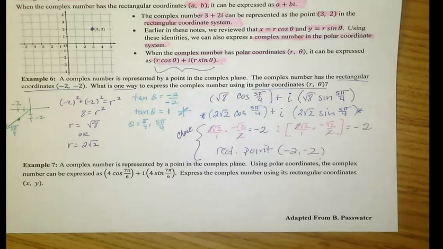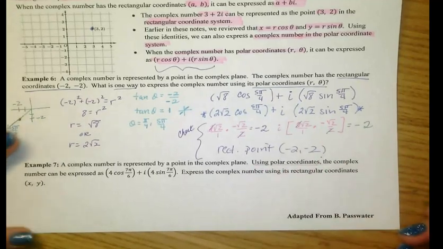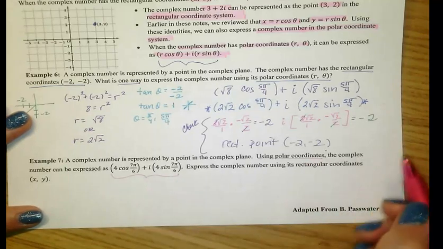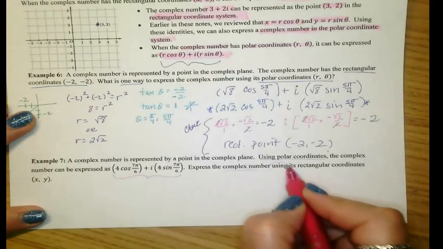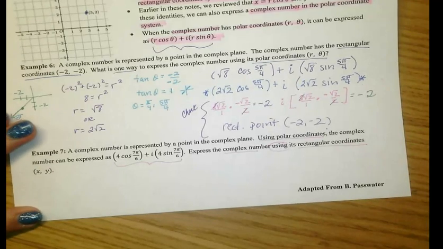Okay, so last one, guys. A complex number is represented by a point on the complex plane using polar coordinates. The complex number can be written like this. Express the complex number using rectangular coordinates. All right, so then what do we need for them to be rectangular x, y coordinates? We need to know what x is, and we need to know what y is. So what are our conversion facts for x and y? x equals r cosine theta, and for y, y equals r sine theta. So those are the conversions that I'm using.